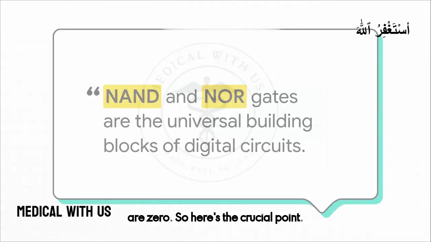So here's the crucial point. These combo gates are called universal because you can actually build any other type of logic gate, AND, OR, NOT, you name it, using only NAND gates or only NOR gates. Now think about that from a manufacturing standpoint. It's incredibly efficient. Instead of needing different setups for different gates, you can just mass produce one type of brick and build everything from that. It's cheaper, simpler, and it really makes them the ultimate digital Legos.